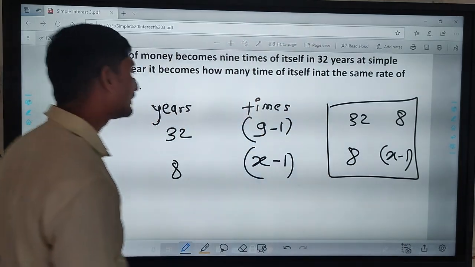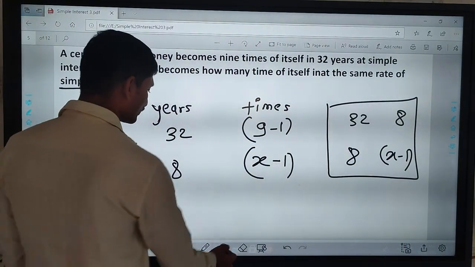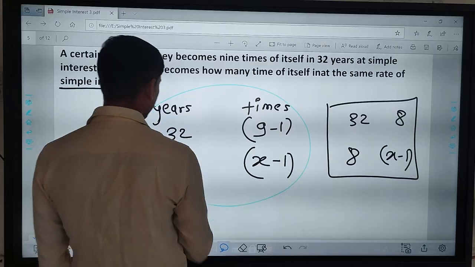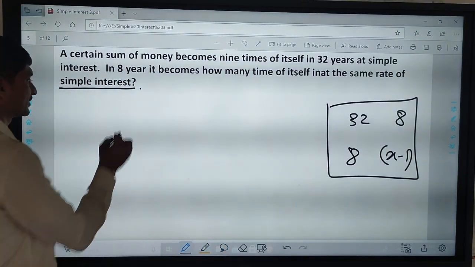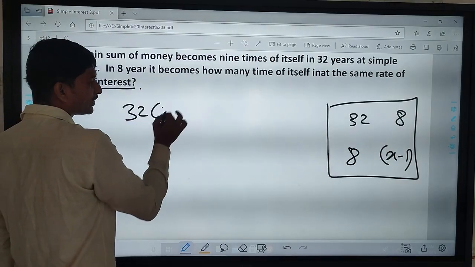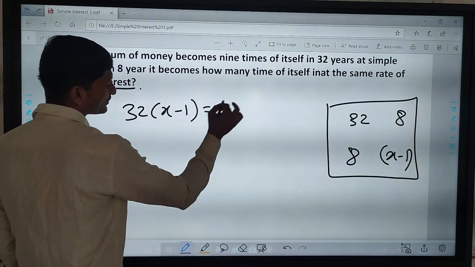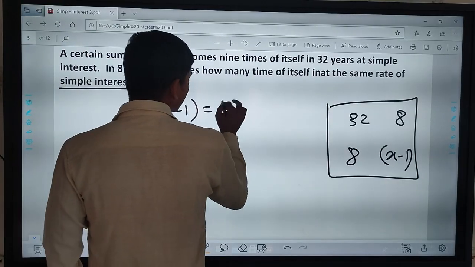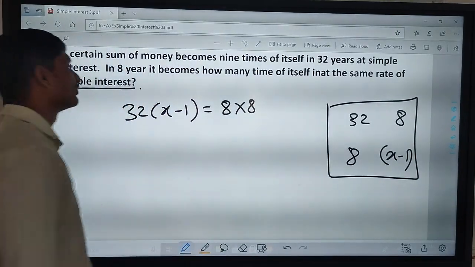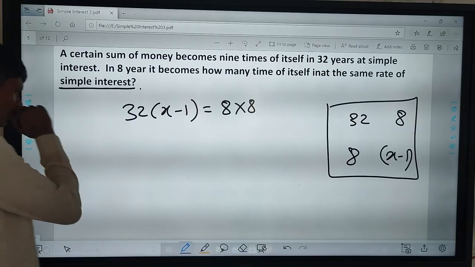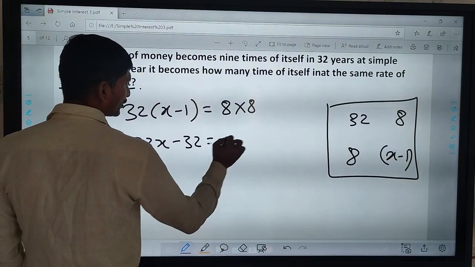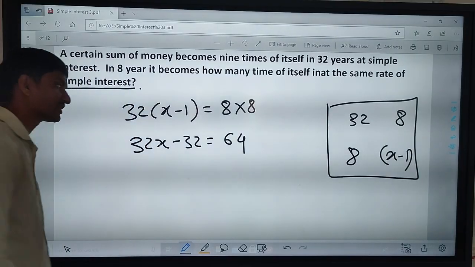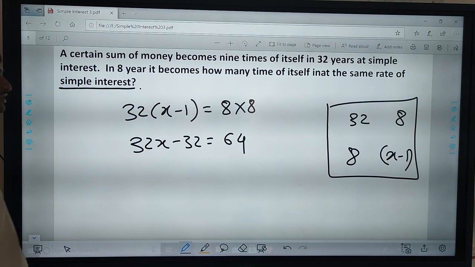We take cross multiplication of these two and we get an answer. Then 32 into x minus 1 is equal to 8 into 8. Now 32x minus 32 is equal to 64.